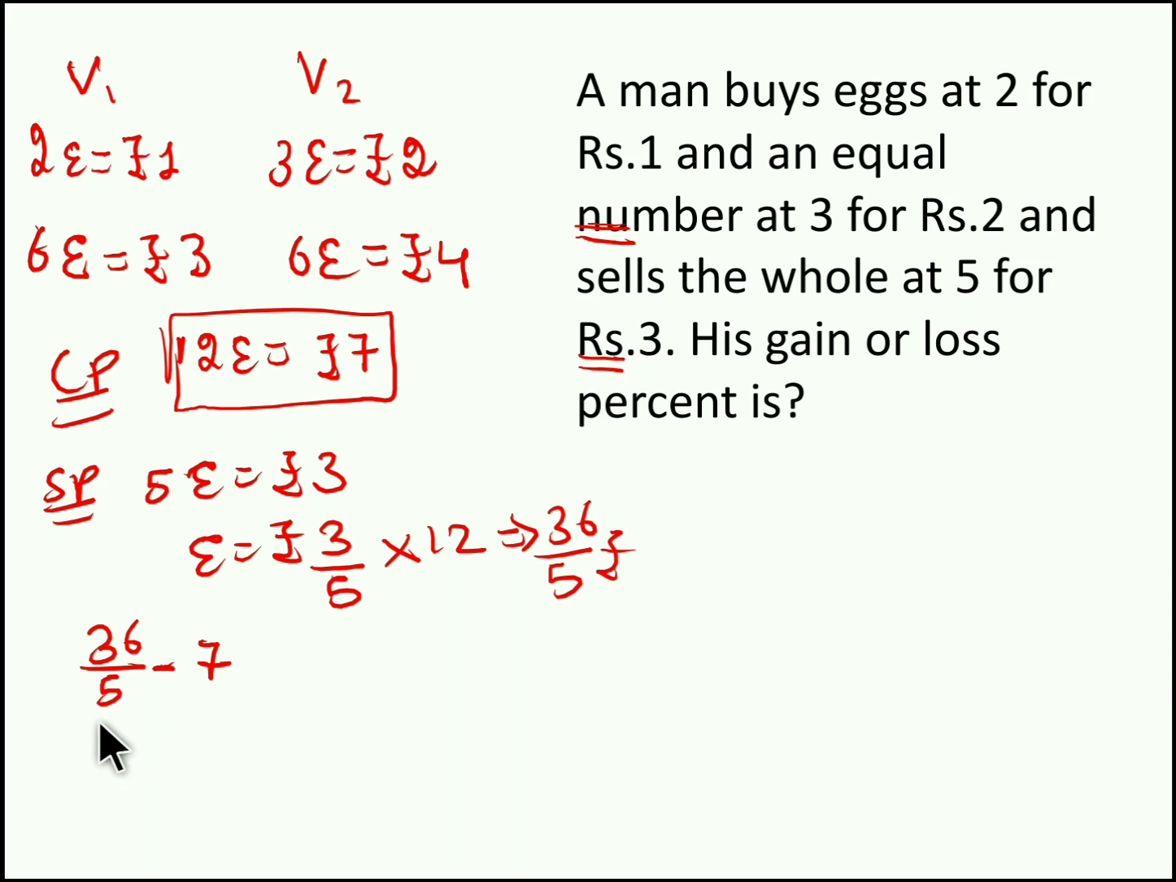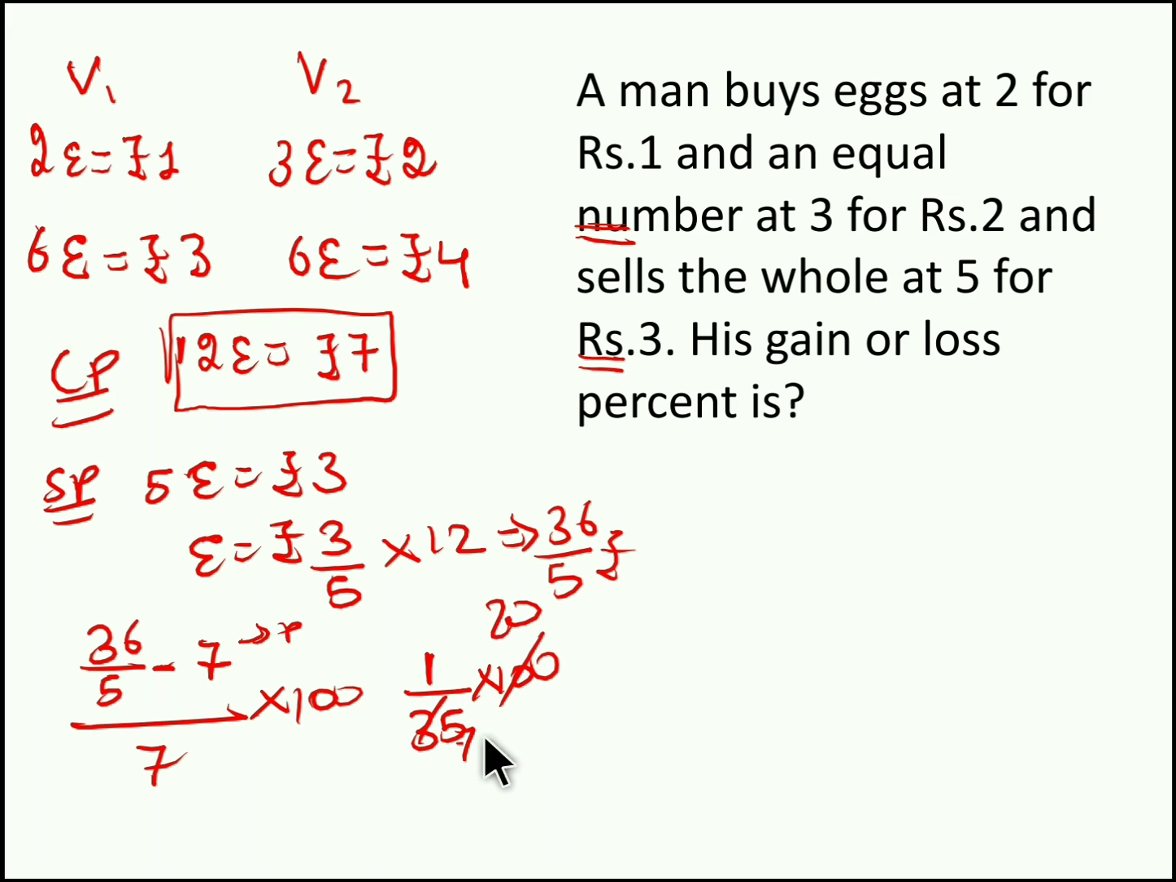So this profit is how many percentage of the cost price, which is 7 rupees? So divide by 7 into 100. So 36 by 5 minus 7 by 7 into 100. So this will give you the profit. So profit by cost price into 100, because you have to compare the profit or loss always with cost price only, right? So 5 into 7, 35. So 36 minus 35, you get 1. So 1 by 5. So you can carry this 5 to denominator. So 1 by 35 into 100.